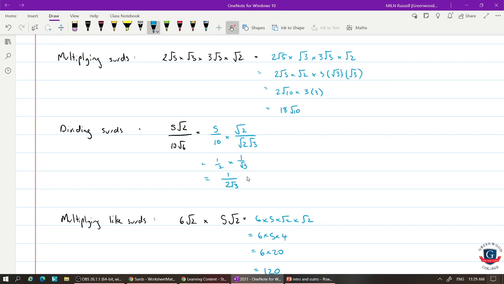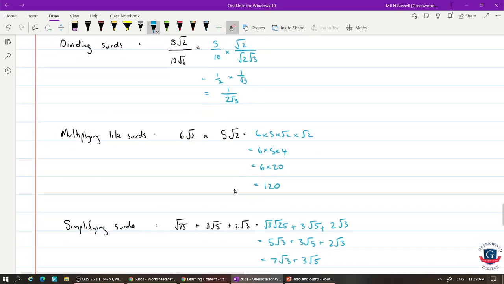2 root 3. Multiplying like surds, group the whole numbers together, group the surds together. 6 times 5 gave me 30. Root 2 times root 2 doesn't give me 4, it only gives me 2. So 6 times 5 times 2 will give me 30 times 2, which is 60.